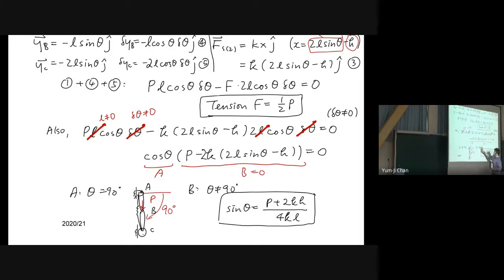For the other solution, theta is not equal to 90 degrees. It means we put this one equal to 0 and we get this. And this is the answer we want.